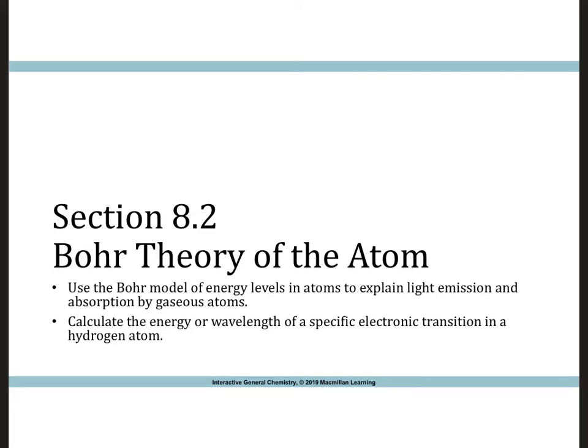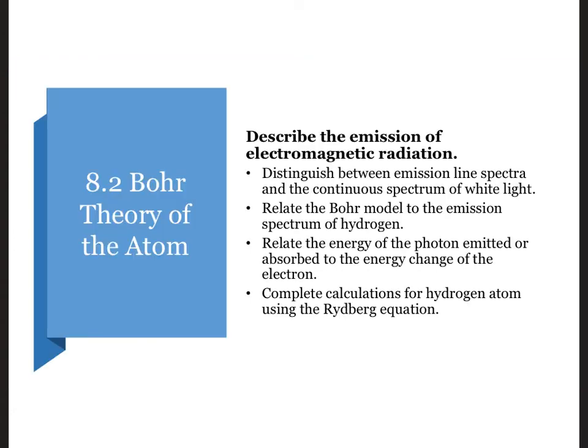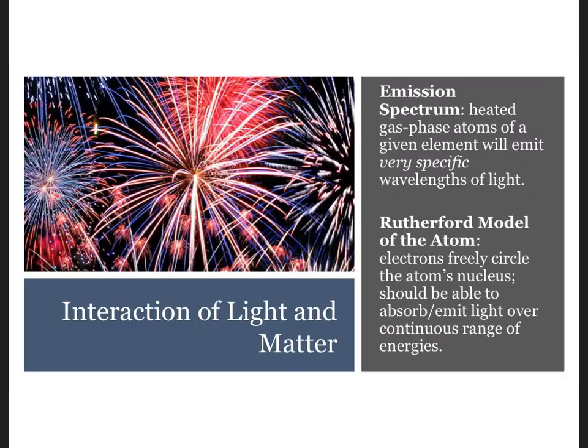In section 8.2, we'll use the Bohr model of the atom to calculate the energies and wavelengths of electronic transitions. We'll do this specifically by applying the Bohr model to the hydrogen atom and using the Rydberg equation. Let's begin. Fireworks are an excellent demonstration of what happens to gas phase atoms that are heated.